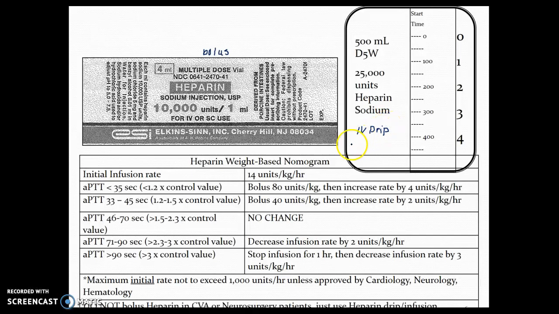And then we have our protocol. So this is our set of directions telling us exactly what we should do. We see the initial infusion rate matching what the doctor had ordered. And then we see the various adjustments based on their APTT value. Down here at the bottom, we see something really important. We see a maximum initial rate not to exceed 1,000 units per hour. Also, a little bit cut off on our screen, we see not to bolus in certain cases. So let's go back to our actual problem, keeping in mind the initial infusion of 14 units per kilogram per hour, and that should not exceed 1,000 units per hour.